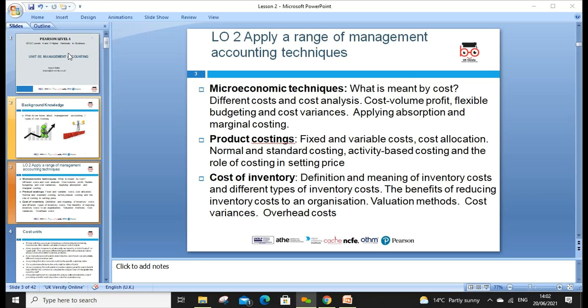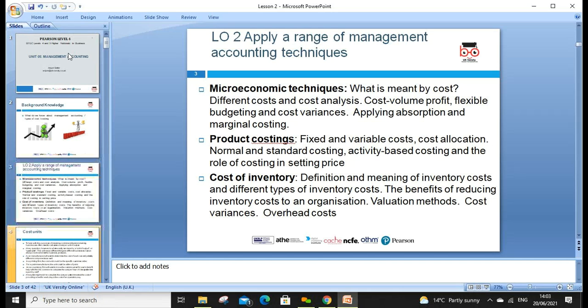Today's lesson will go through our LO2, which is about the applied range of management accounting techniques. We'll go through microeconomic techniques, what is meant by cost, different costs and cost analysis, cost volume profit analysis, flexed budgets, which we discussed in the previous lessons as well, absorption and marginal costing, product costing, and cost of inventory. That's the indicative content, what we're supposed to learn.